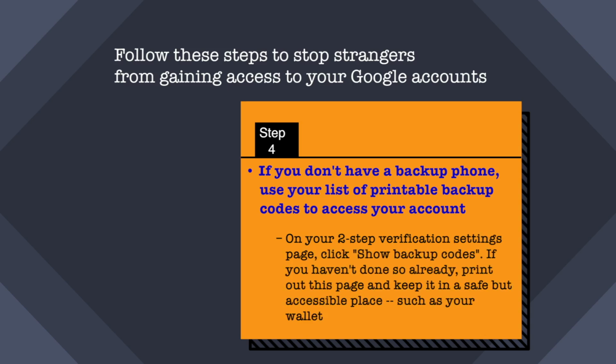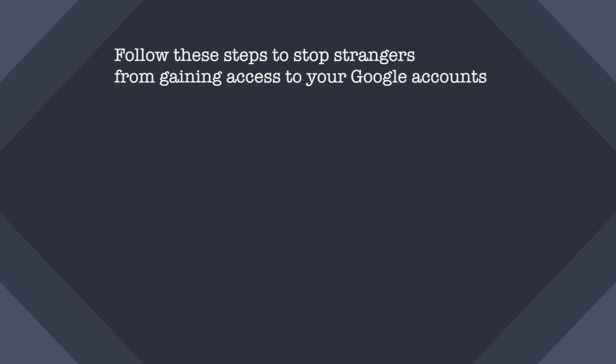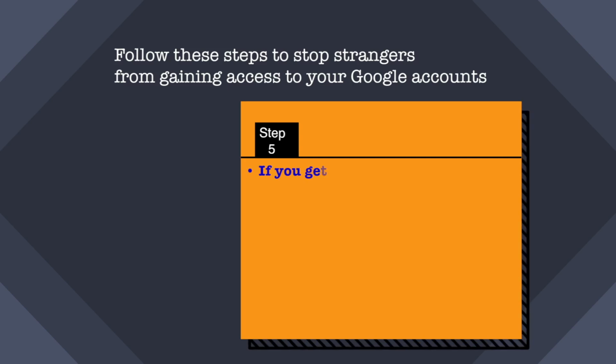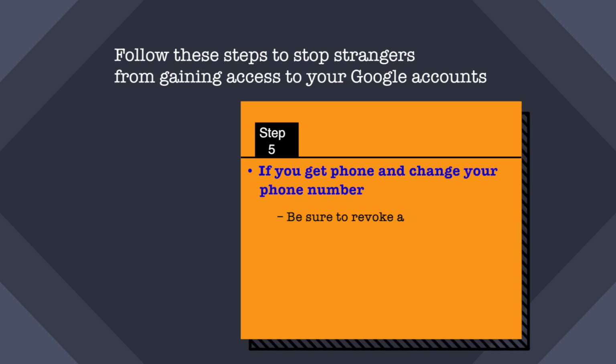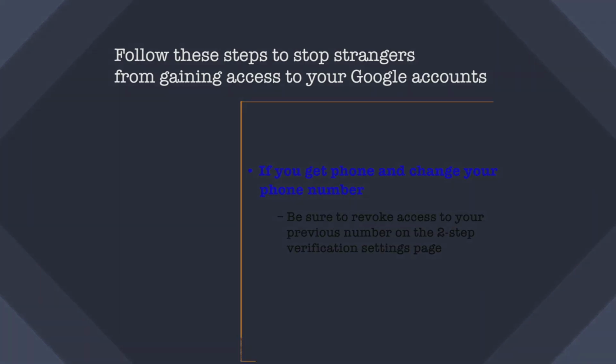You can go to your two-step verification settings page and show backup codes, and then you can keep them in a safe place with you and use those codes to access your Gmail account if you have lost your phone. If you get a new phone, change your number. Now that you don't have the previous number, you add your new number. Be sure to revoke the access to your previous number on the two-step verification page.